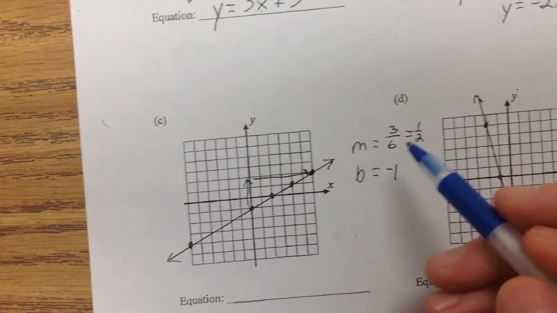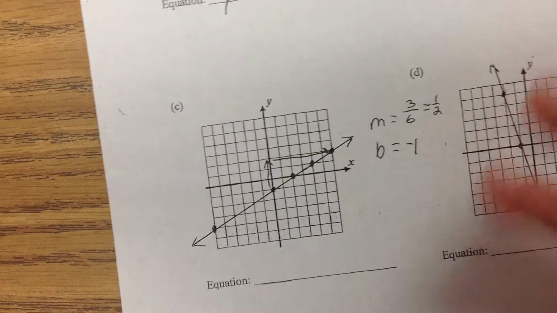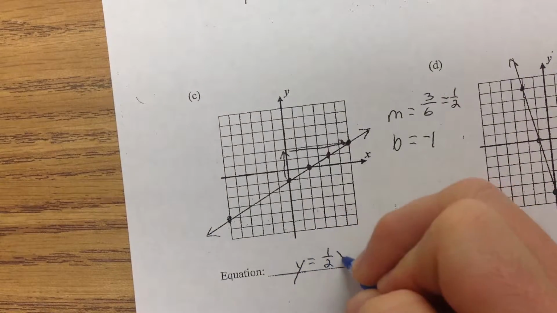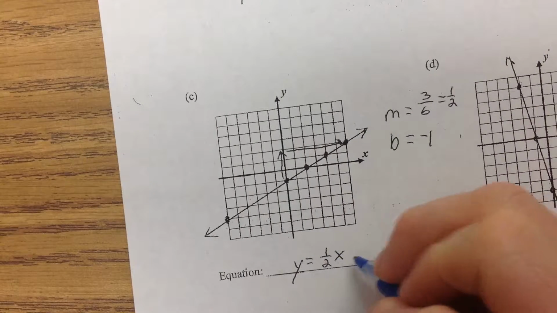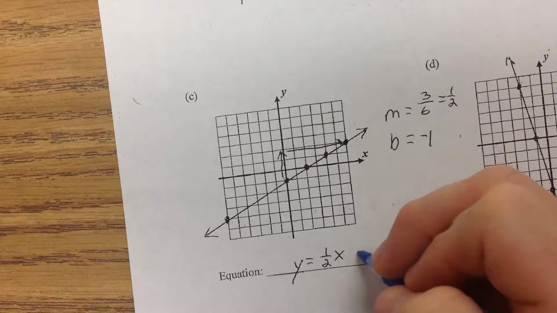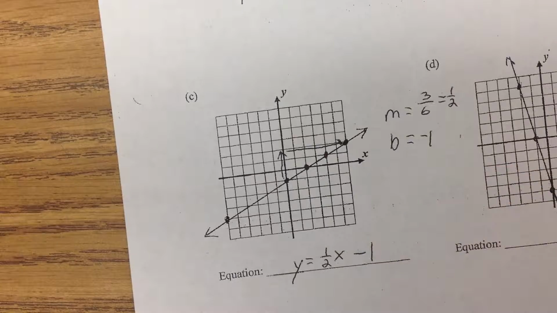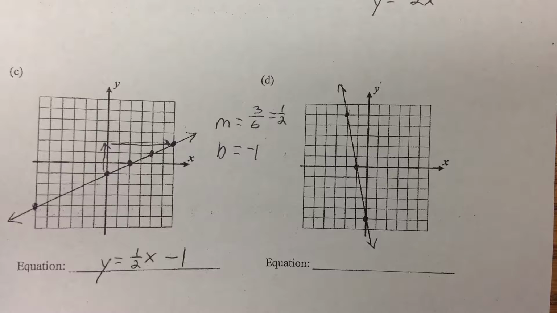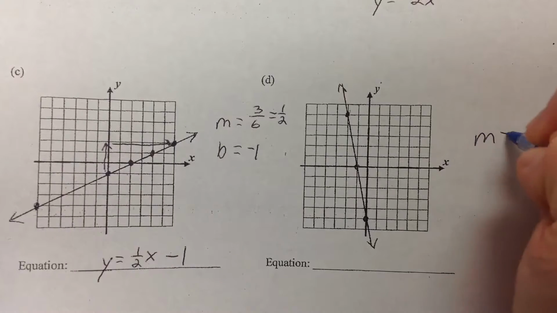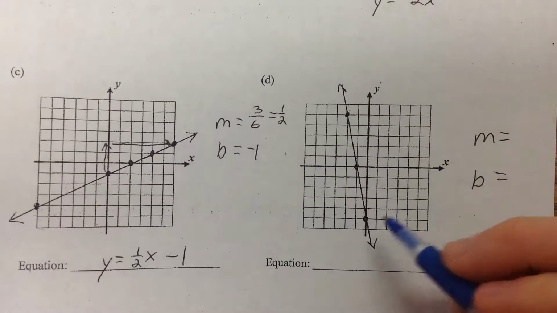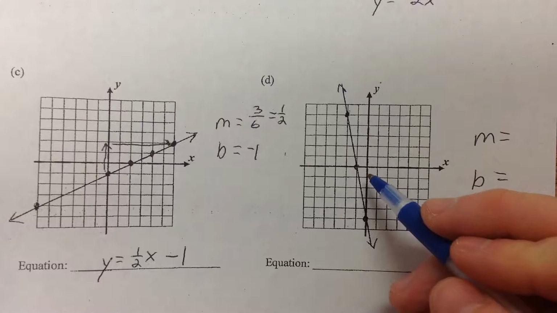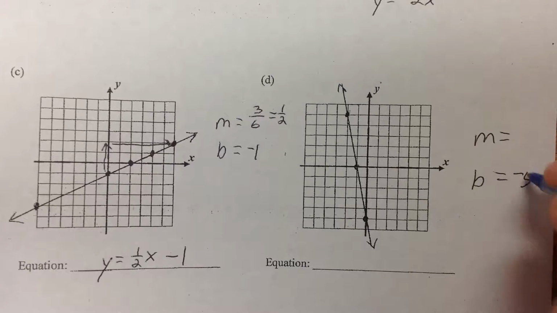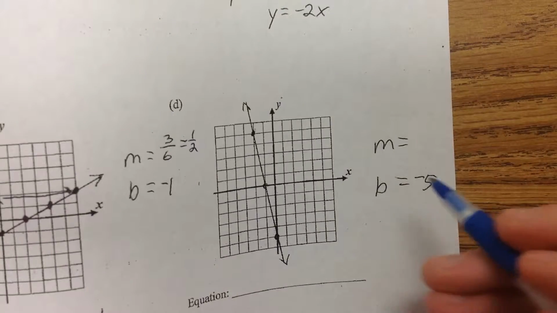Alright, so I've got my m, I've got my b, so now I just bring them down here. Y equals 1/2 x, because that's my m, plus a negative 1, but another way of writing plus negative 1 is just minus 1. So get that there. Alright, last one on the front here. Again, m and b. Our b is down 1, 2, 3, 4, 5, so that would be a negative 5. Alright, negative 5 right there.